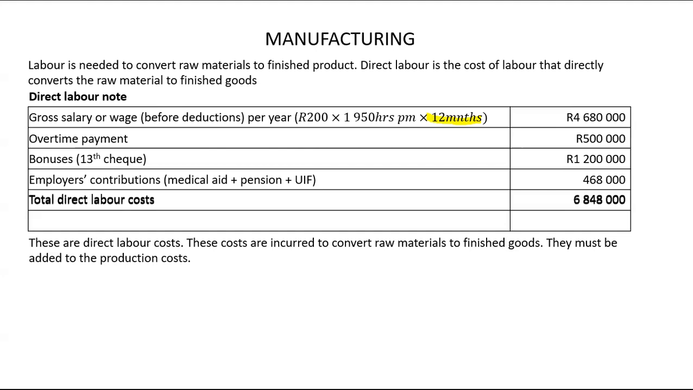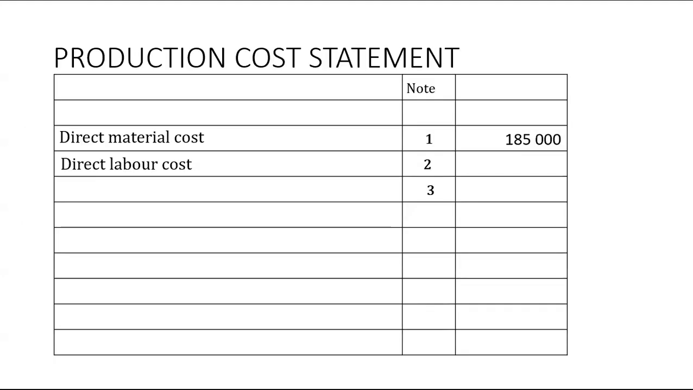That is why that 6,848,000, we are going to add it to the production cost statement as direct labor. You add direct material with direct labor, they will give you prime cost, and your prime cost will be 7,033,000. Okay. Then we're going to get to what we call the factory overheads. For the factory overheads, what do we have?